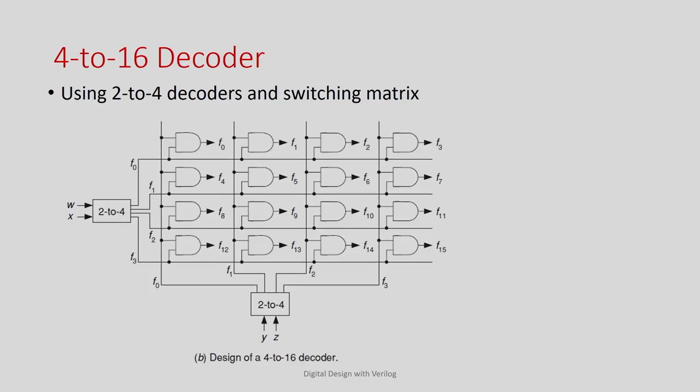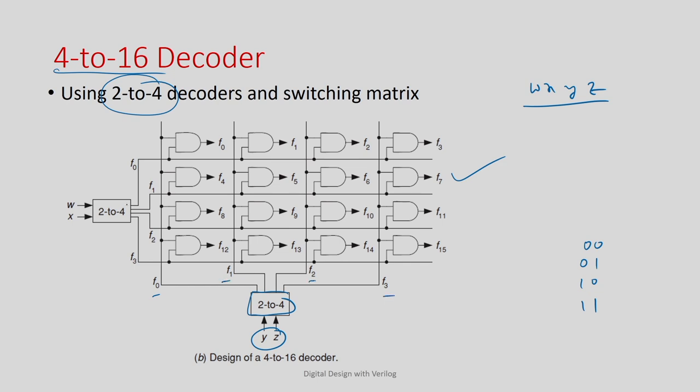I will now talk about whether I can also develop this 4 to 16 decoder using 2 to 4 decoders. It is possible, you just have to create a switching matrix. So what I am doing here is, suppose your inputs are W, X, Y and Z. I will use one 2 to 4 decoder for YZ. It will give me 4 values: 0 0, 0 1, 1 0 and 1 1, which are F0, F1, F2, F3. There is one more 2 to 4 decoder where I am going to give W, X, and again you will get 4 possible values, 0 0, 0 1.